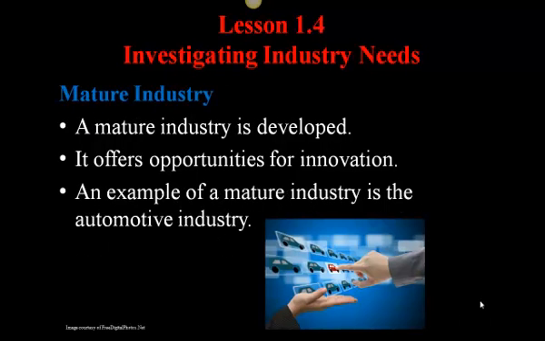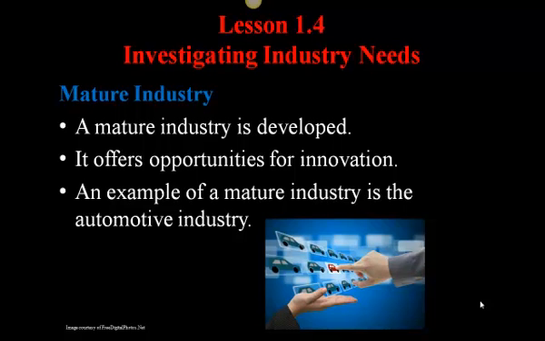Mature industries. We can think of several examples of mature industries, but these types of industries are developed and they have opportunities for innovation. An example would be the automotive industry. Again, the automotive industry is developed. This is not a new product, but what are some innovations that could come about? Well, we've seen hybrid. We've seen purely electric powered vehicles. We've seen innovations in safety. We talked about innovations in how drivers interact, such as hands-free cell phone usage in cars.